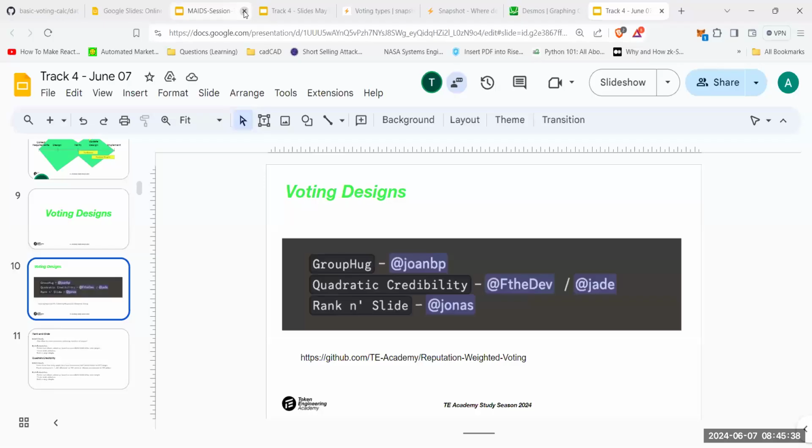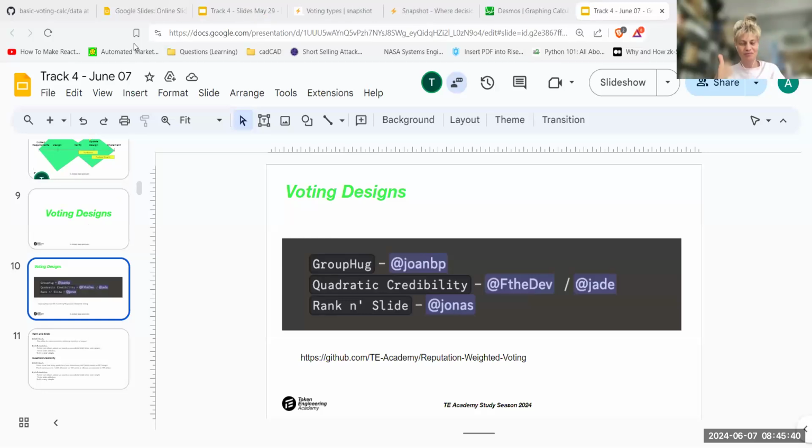Thanks, Joanne. Yeah, so I don't know how many people saw it in the Discord chat, but I would like to withdraw the group hug from this competition. I still think it's a pretty cool design in many ways, but I don't think we have enough time to verify and fine tune it to the point that we would feel secure about using it.